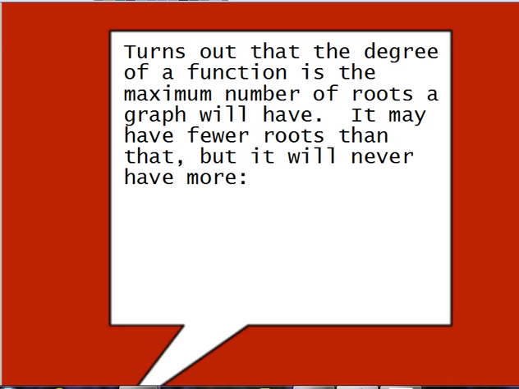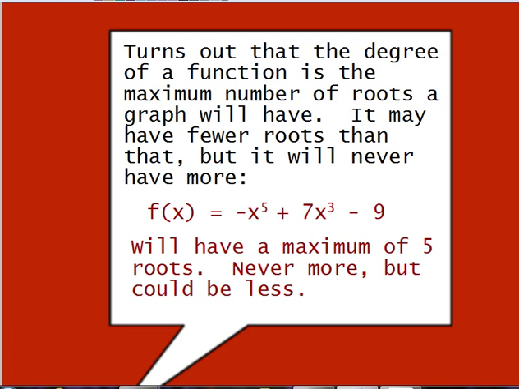Turns out that the degree of a function is the maximum number of roots any graph will have. It can have fewer roots than that, but it will never have more. So for instance, if I have f of x equals negative x to the 5th plus 7x to the 3rd minus 9, this is a 5th degree function. I can have a maximum of 5 roots, never more, but I could have anywhere from 0 to 4.